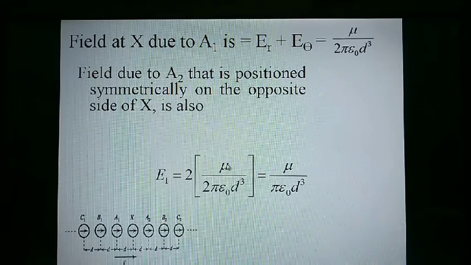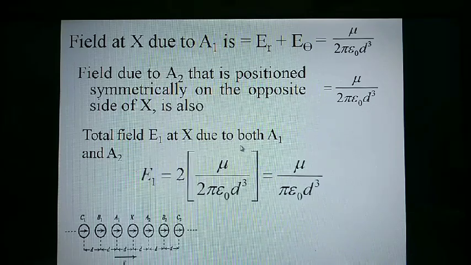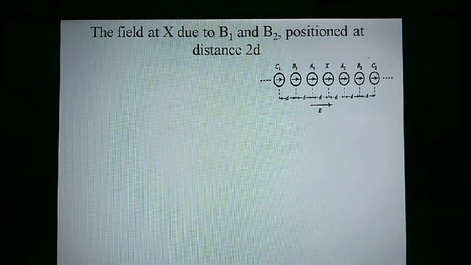Here mu is the dipole moment, so on cancelling these two, you will get only mu by pi epsilon naught d cube. This is the total field E1 at the site of X due to both A1 and A2. Now let us look into the field at the same location due to the dipoles B1 and B2. The distances are doubled, that is the only difference, so the angle remains the same since they are all on the same row.